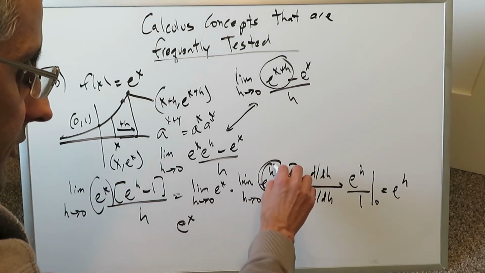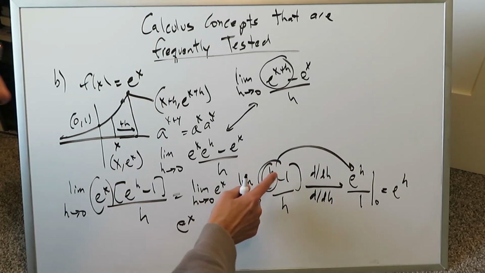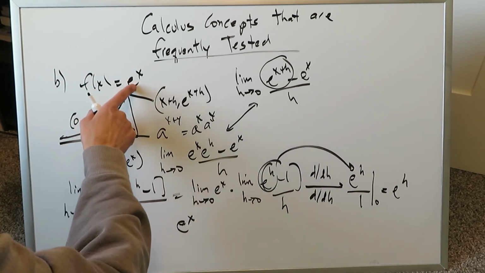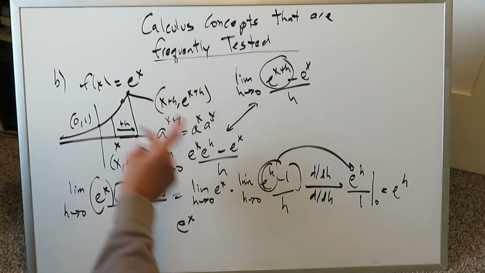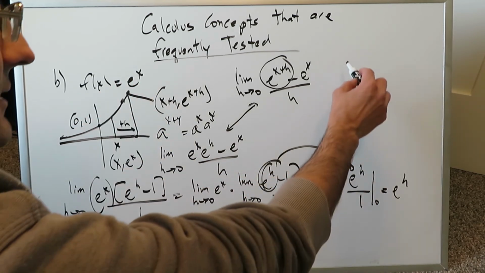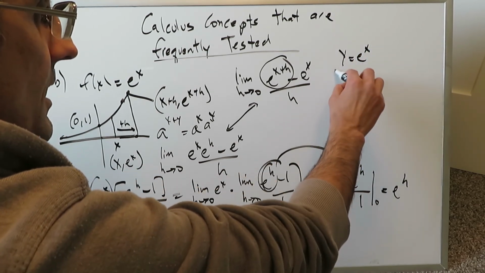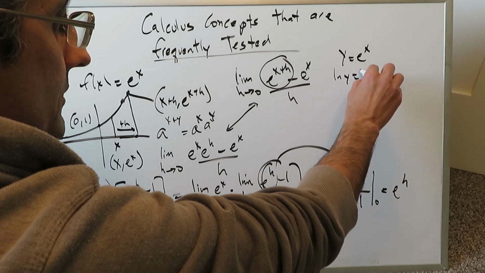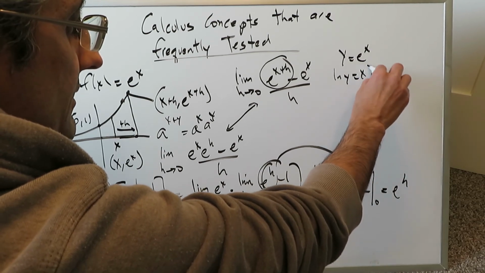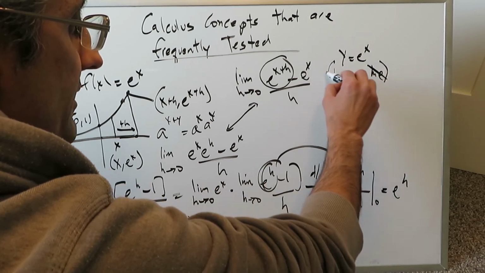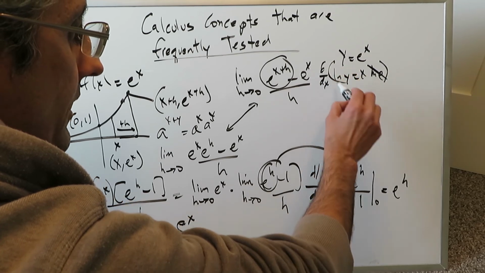But how can we get from here to here when we're actually trying to prove a template for this type of expression? We can do so by looking at this other expression right here. If y is equal to e to the x, then ln y is equal to x ln e. This is just a 1. You do implicit differentiation of this expression right here.